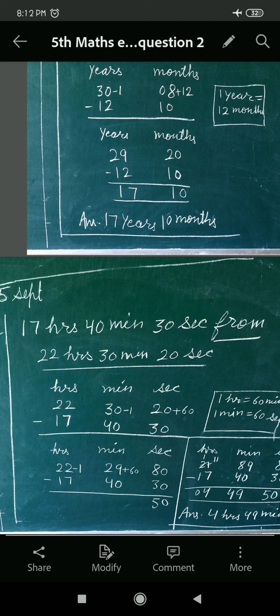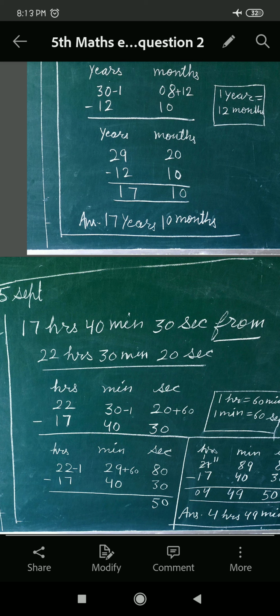Minute will give 1 minute, but we'll have to convert it into seconds. And 1 minute is equal to 60 seconds. Then add 60 in 20 seconds. Already 20 seconds we have, and 60 seconds we have taken from minutes. Now 80 seconds. We have 80 seconds, and after subtraction here 29 minutes.